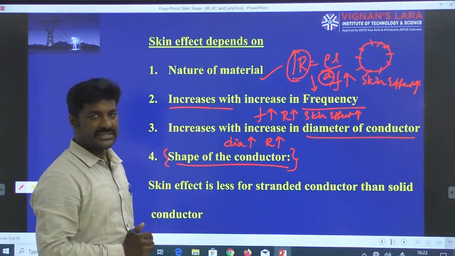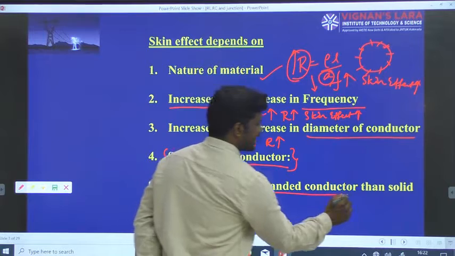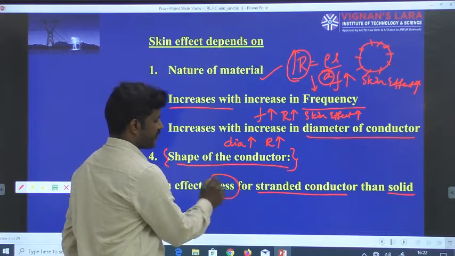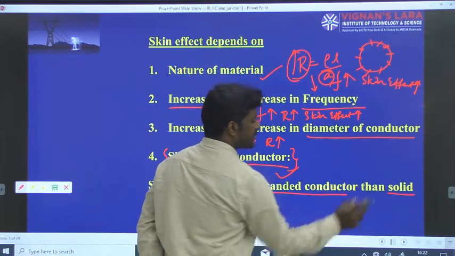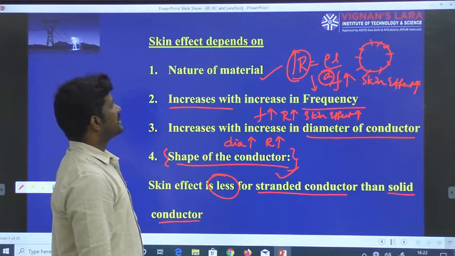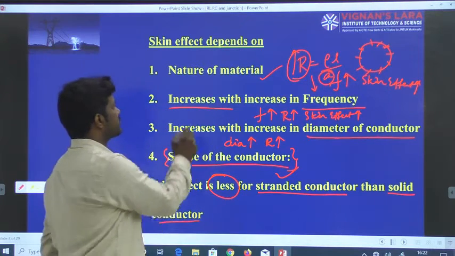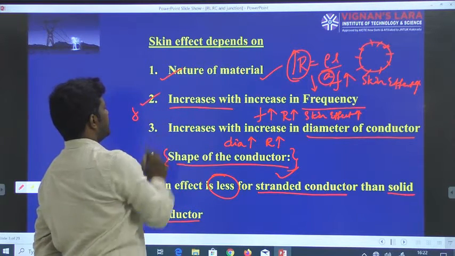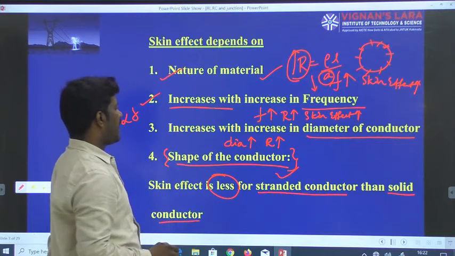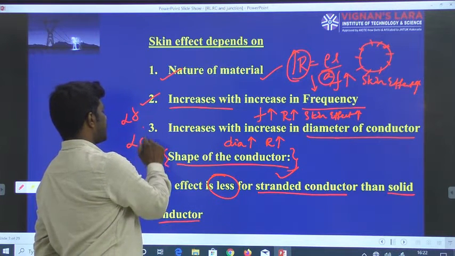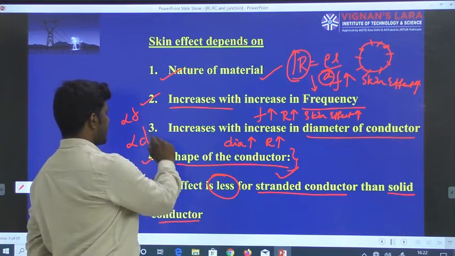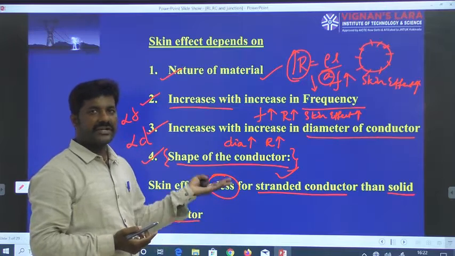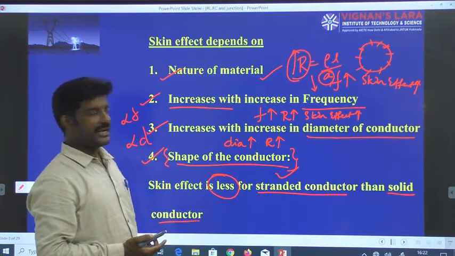There are two types of conductors in general usage: stranded conductors and solid conductors. The skin effect is less for stranded conductors when compared with solid conductors. Therefore, the skin effect depends upon these 4 parameters: the nature of the material, the frequency, directly proportional, the diameter, directly proportional, and the shape of the conductor.